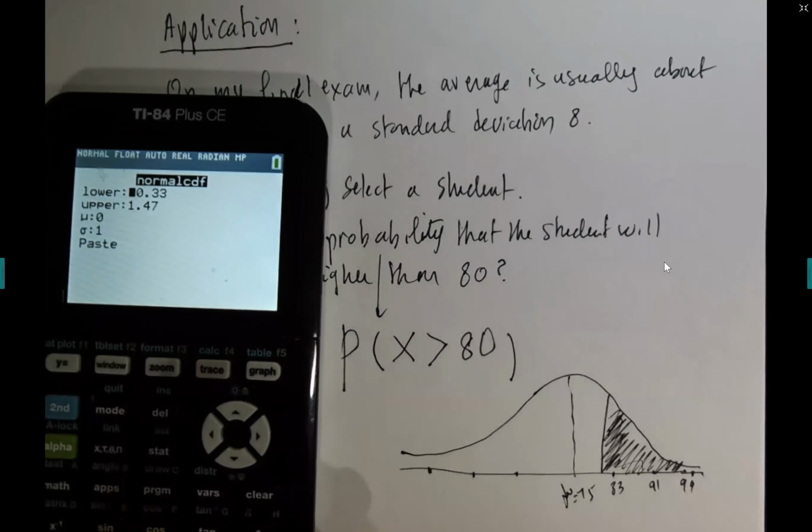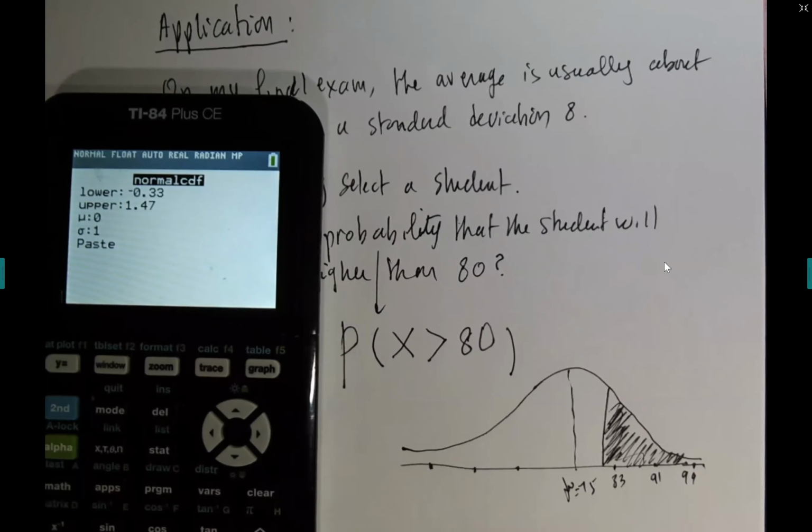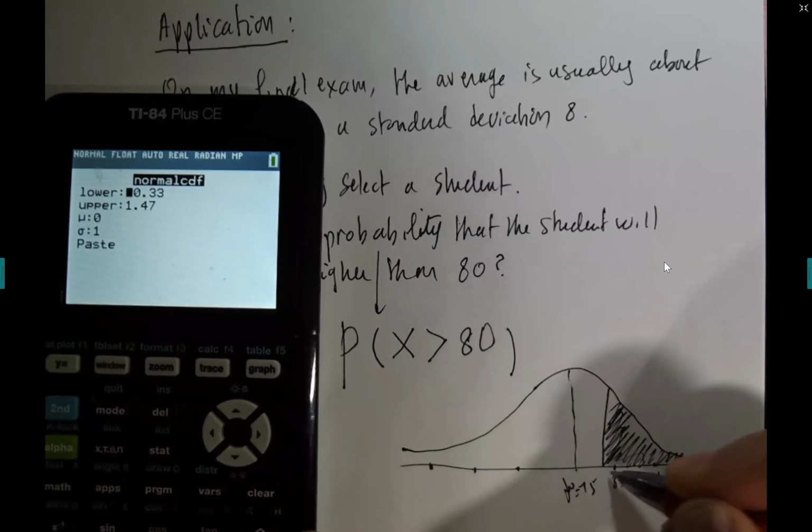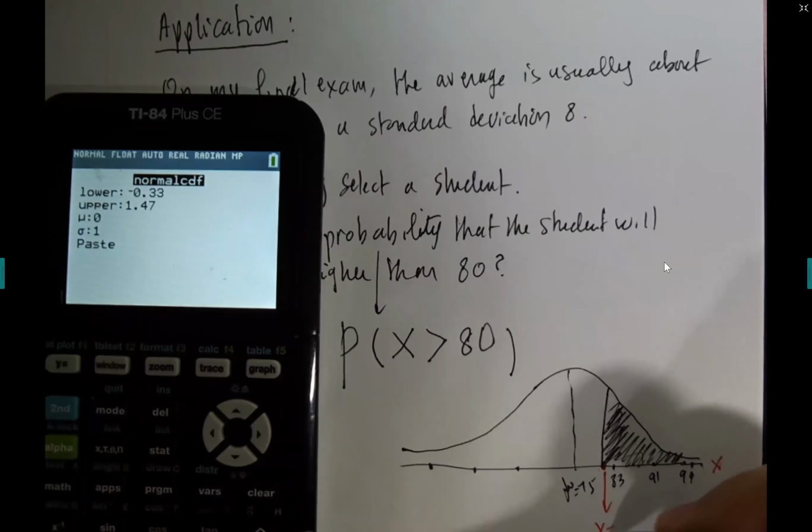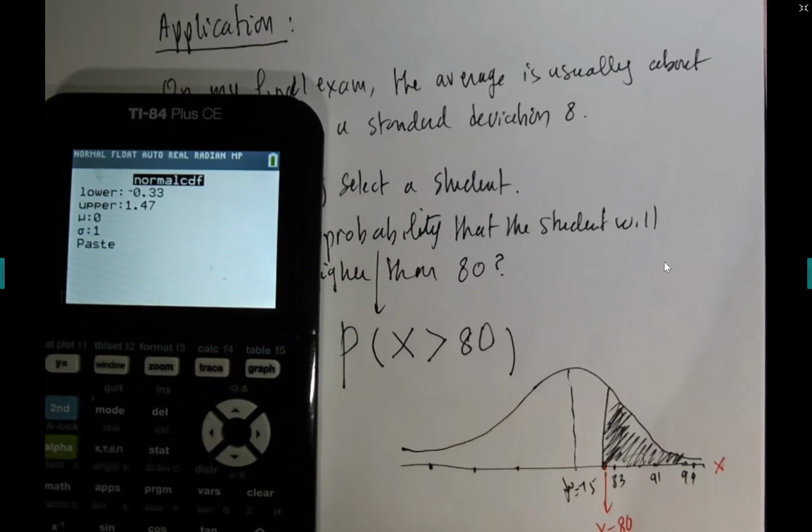If you are to use the calculator to solve this problem, what would be your lower bound? Remember, this is an x line, and this is x equals 80. We need the score to be higher than 80. What's the probability that the score is higher than 80? What lower bound would you choose here? 80. What would be your upper? 1,000,000 or 1,000,000,000. The sky is the limit.